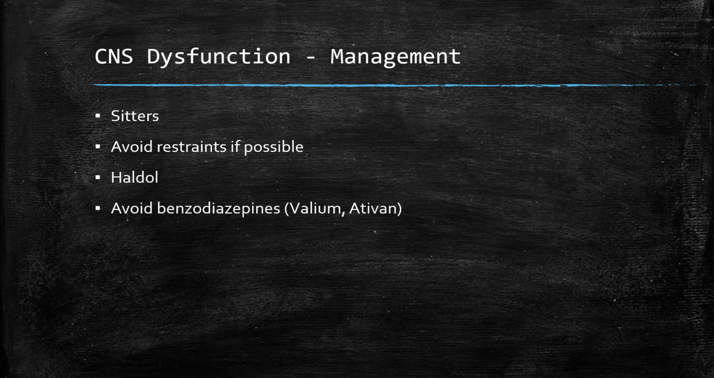Patients with altered mental status plus MODS are extremely challenging to take care of. A bedside sitter, ideally a family member, is valuable to help orient the patient. Restraints should be avoided if possible, but they are often necessary to prevent the patient from harming themselves or pulling out important lines and tubes. If medicines become necessary, then Haldol is typically the drug of choice. This drug has minimal cardiovascular side effects. Benzodiazepines like Valium and Ativan should be avoided at all costs.